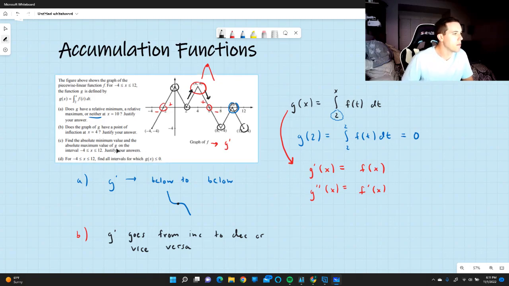Find the absolute minimum value and the absolute maximum value of g. Okay, so this is that big thing from last year that I love to do.